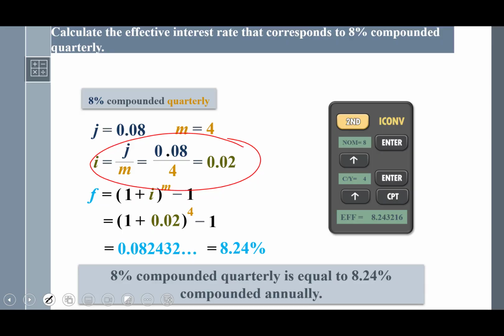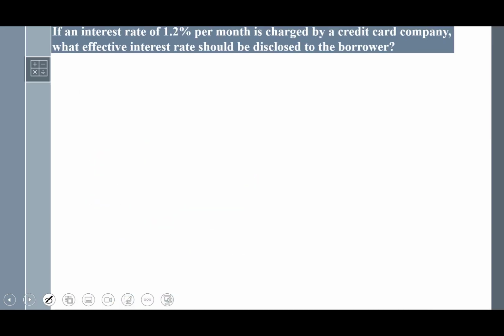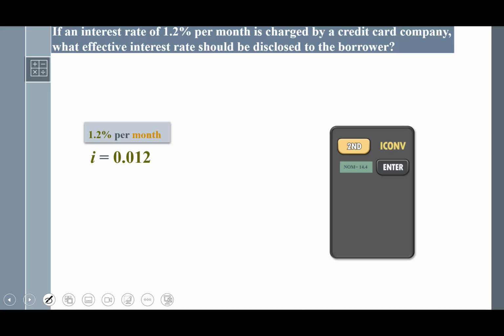One more example here, and here you have to be careful. If an interest rate of 1.2% per month is charged by a credit card company, what effective rate should be disclosed to the borrower? They tell you we're going to charge you 1.2% per month. Then what's your annual interest rate? Be careful here, they didn't say compounded monthly, they said per month. So in fact, here they gave me the periodic interest rate.